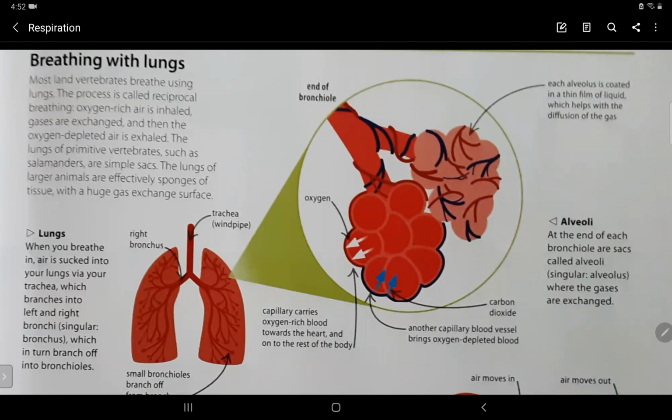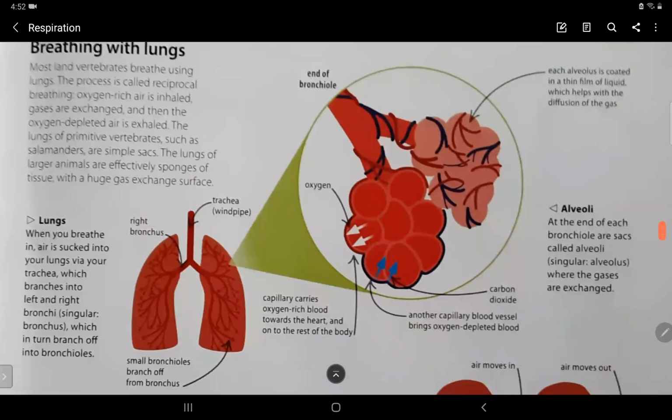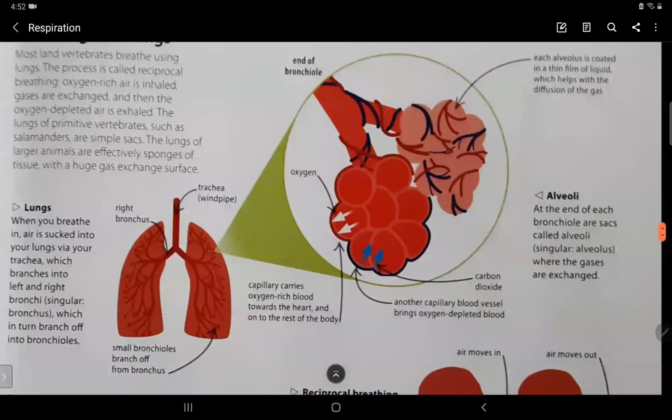Now, lungs. When you breathe in, air is sucked into your lungs via your trachea, which branches into left and right bronchi, which in turn branch off into bronchioles. Now we can read about alveoli. At the end of each bronchiole are sacs called alveoli, where the gases are exchanged. Now you can see some diagrams here.